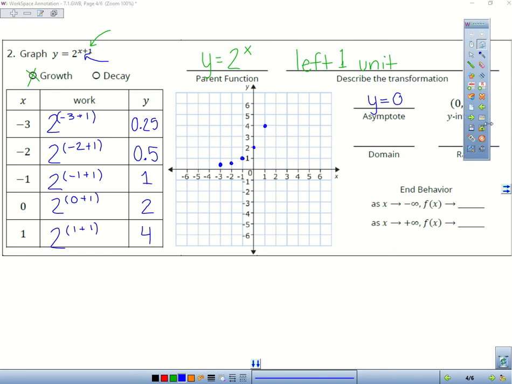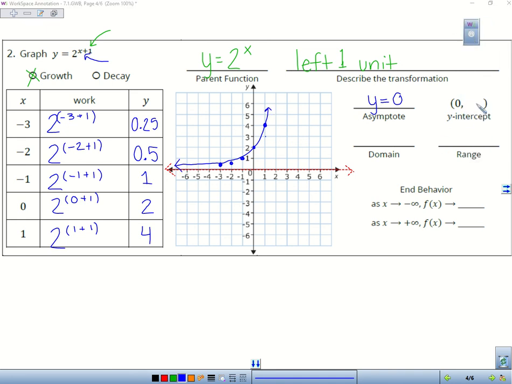Before I connect them, I draw my asymptote. Oops, I accidentally undid that point. So when your asymptote is y equals 0, it's going to be the same as the x-axis. And then I'm just going to connect it to the best of my ability on here. It's harder to do on here, so you can make yours nicer.